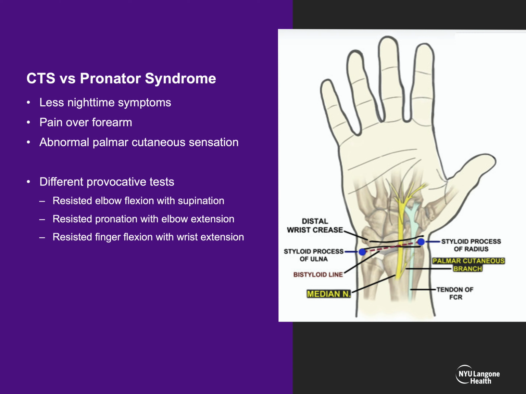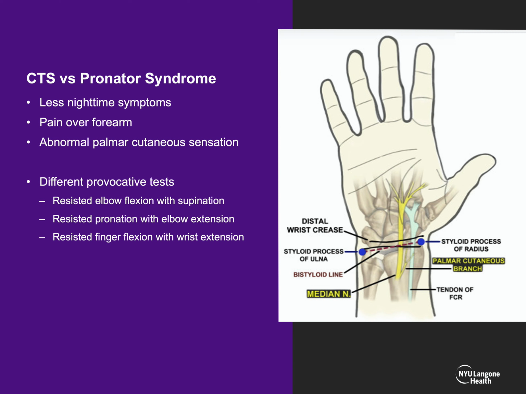Why? Because it takes off proximal to the transverse carpal ligament, and so it's not in the carpal tunnel. It's superficial to the carpal tunnel. So, if they have abnormal sensation over the base of the thumb, not at the pulp of the thumb, but over the base of the thumb, thenar eminence, that is a more proximal median nerve injury.